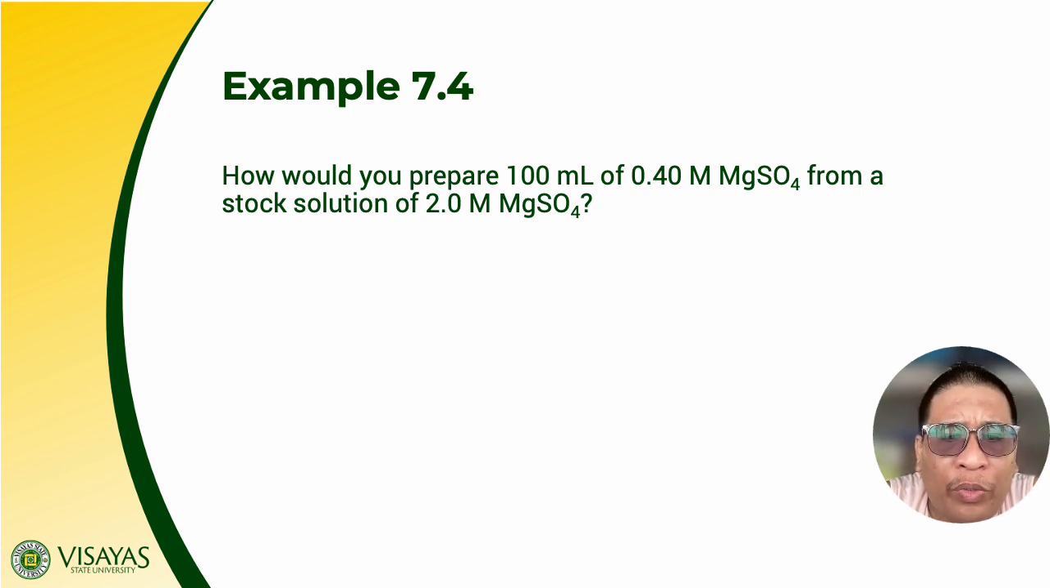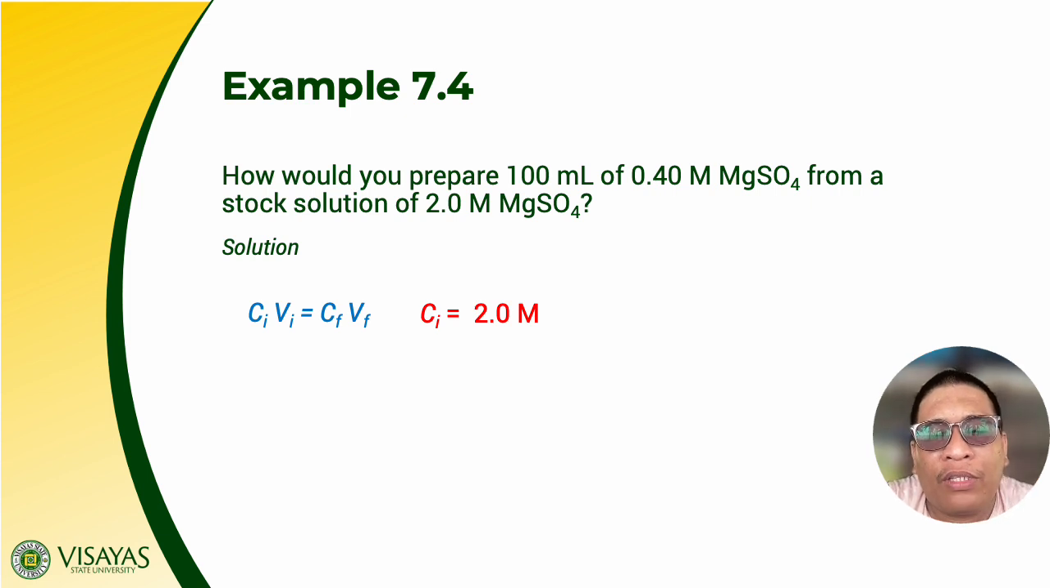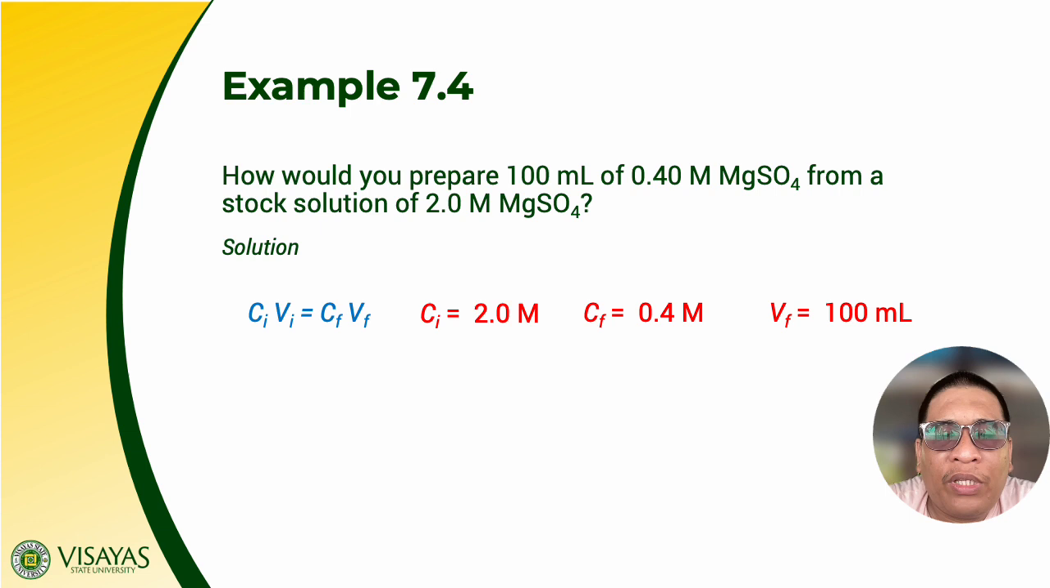Now some more examples. We have here, how would you prepare 100 ml of 0.4 molar magnesium sulfate from a stock solution of 2 molar magnesium sulfate? So this is an example of a dilution problem. So for the solution, we identify first the given. Again, remember the formula that CIVI is equal to CFVF. So the CI or initial concentration is 2 molar. We know this one for a fact that it's from the stock solution, as well as it is the larger concentration, and we know that the concentration decreases as we dilute. So the final concentration would be 0.4 molar, and the final volume would be 100 ml. That means our initial volume should be less than 100 ml.